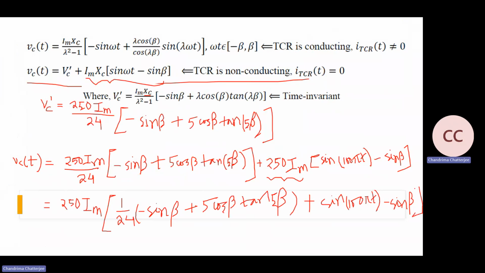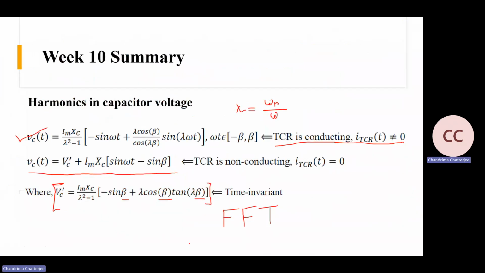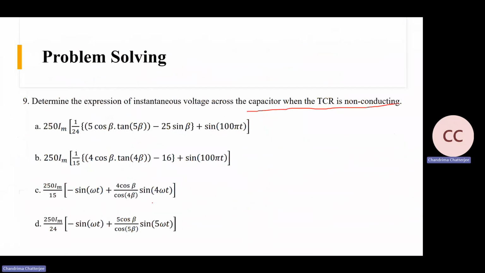And you can further simplify by taking this and this, because both of them have sine beta. So minus sine beta minus 24 sine beta, so minus 25 sine beta, and 1 by 24 will be out. Okay, so I think the first option is correct, but you can also verify by yourself. I think this is the correct option, the first option.